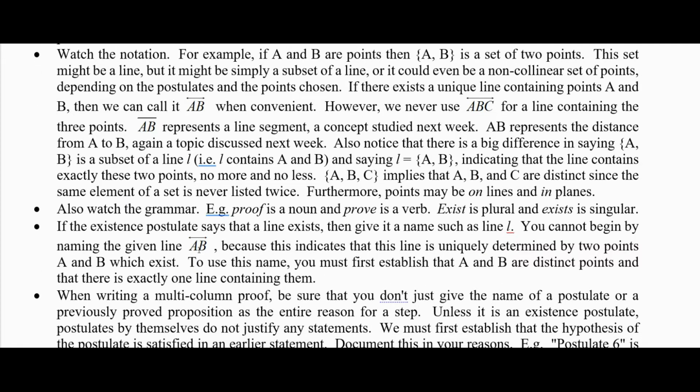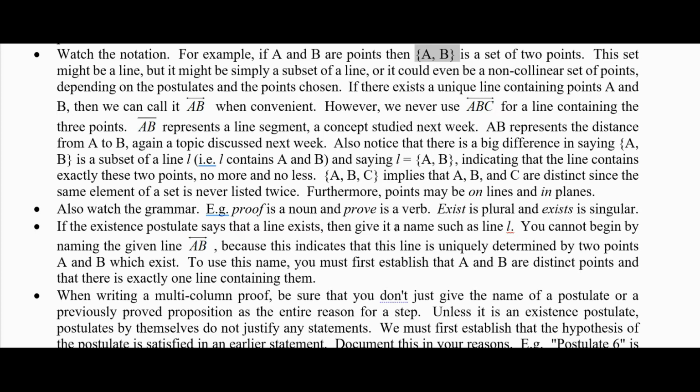Watch notation. For example, if A and B are points, then the set containing A and B is a set of 2 points. This set might be a line, but it might simply be a subset of a line. So we're talking about this right here. That might be a line, or it might be a subset of a line, or it could even be a non-collinear set of points. It depends on the postulates and the points chosen. It depends on the geometry you're in.